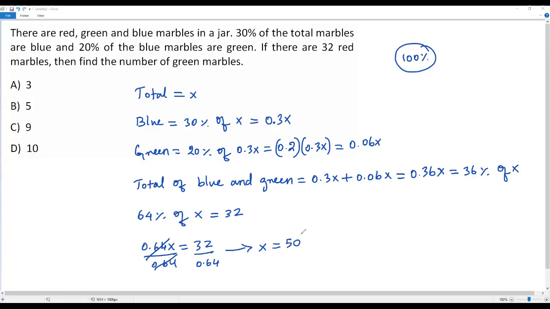Now I got the total number of marbles in the jar, that is 50. But our aim is to find the number of green marbles in the jar. For that, I have to plug in this 50 for X over here, because this 0.06 times X represents the number of green marbles in the jar. Okay, now let me plug in X equals 50 over here. Then I'm getting 0.06 times 50. When I multiply this 0.06 and 50, I'm getting 3. The number of green marbles in the jar is 3. We find 3 in answer choice A. The correct answer choice for this question is A.